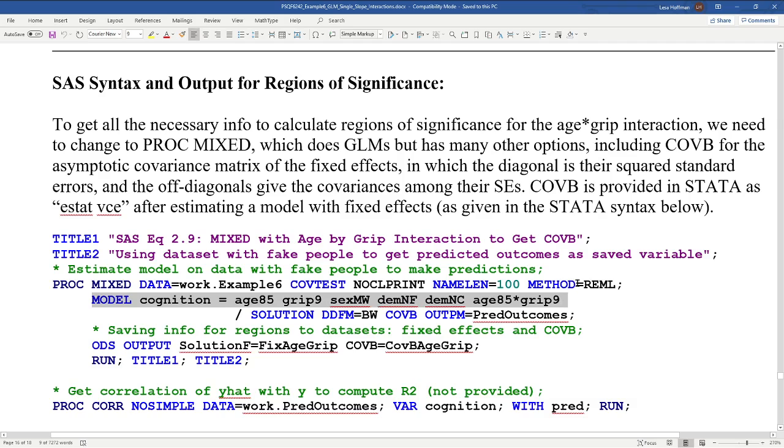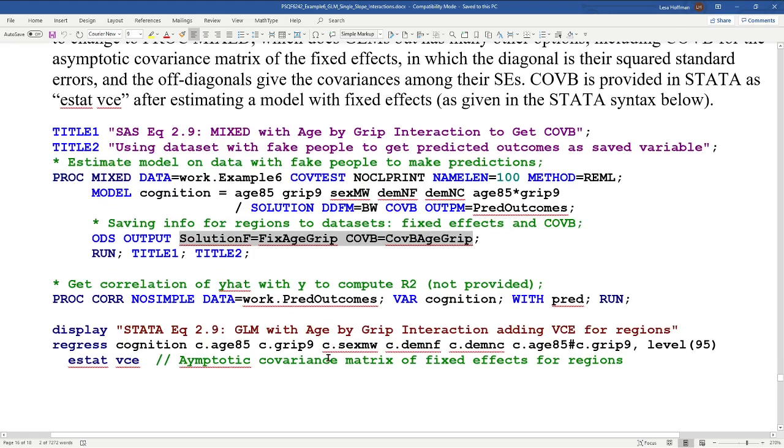There are some additional options related to output. Method here refers to the use of residual maximum likelihood, which is the same thing as least squares. So it's doing the same thing that proc GLM is doing. It's the exact same model, just with a different procedure that allows us to have slightly different options. And I am saving the solution for fixed effects as well as the asymptotic covariance matrix given by COVB because I've written a macro program that uses that information to compute regions of significance.